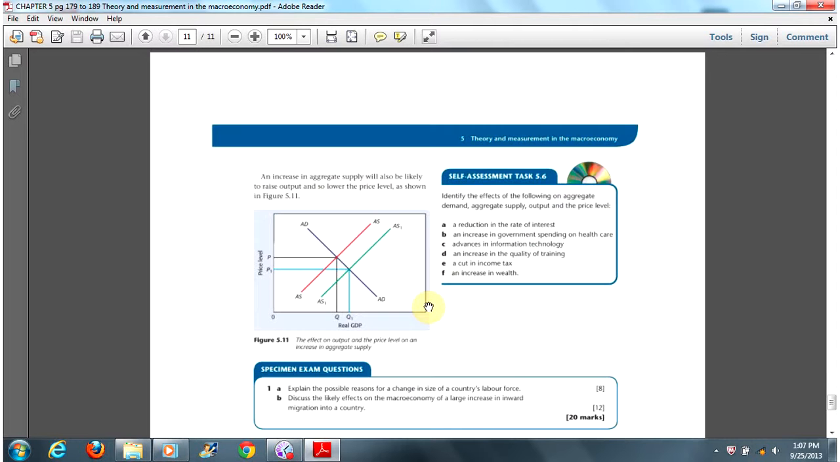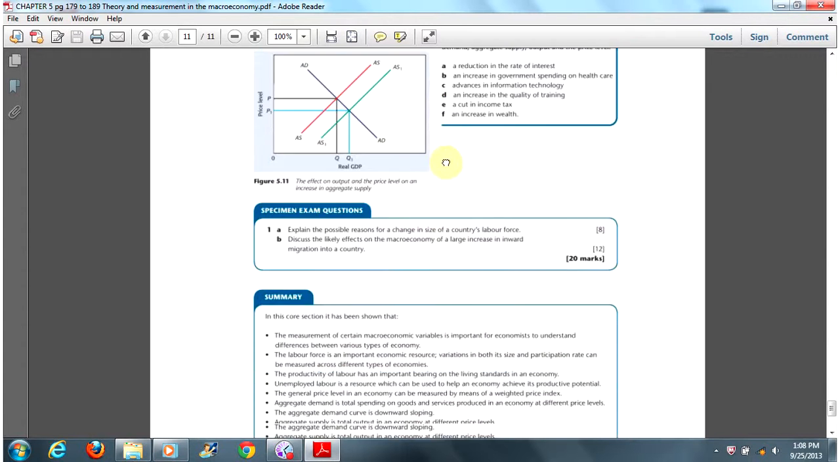Self-assessment Task 5.6. Identify the effects of the following on aggregate demand, aggregate supply, output, and the price level. A, a reduction in the rate of interest. B, an increase in government spending on healthcare. C, advances in information technology. D, increases in the quality of training. E, a cut in income tax. F, an increase in wealth.